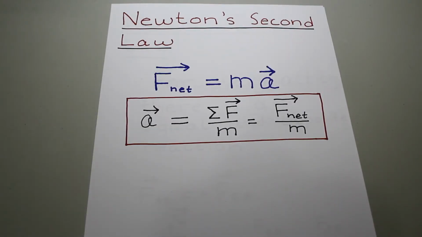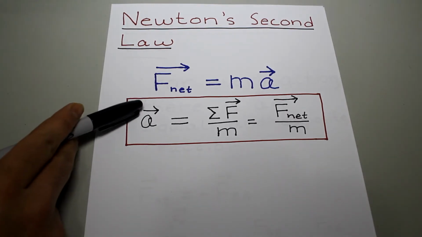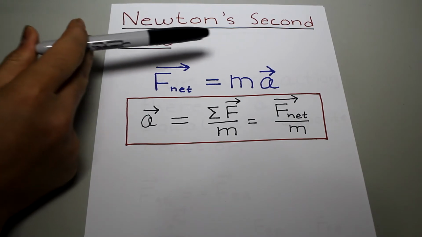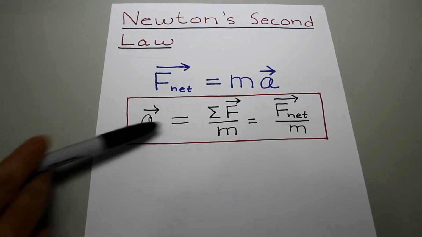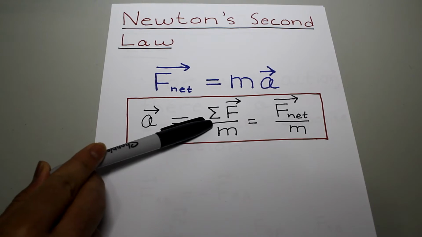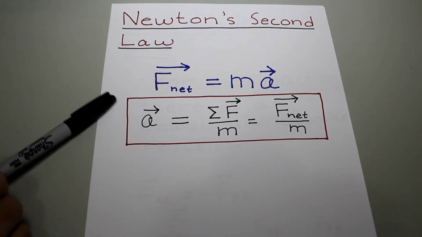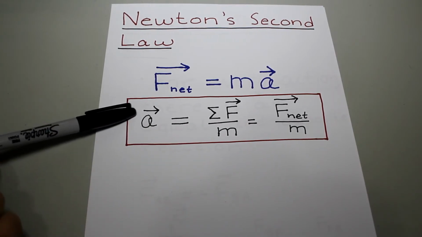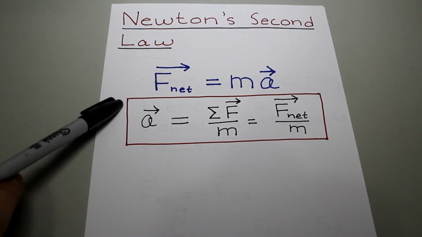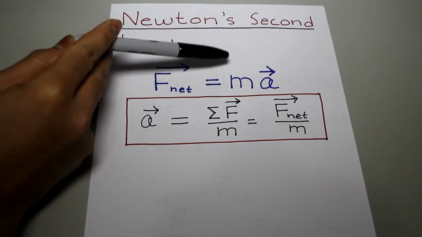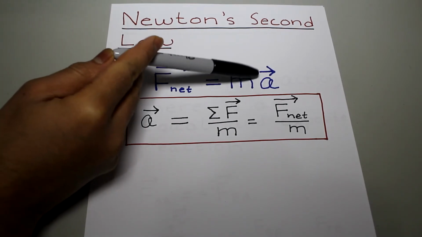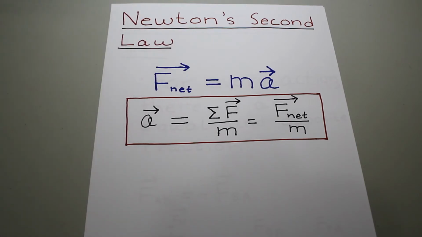Now Newton's second law is net force equals mass times acceleration. On the AP Physics formula sheet, it's actually written as acceleration equals sigma F over m. And note that these arrows just indicate that it's a vector. Acceleration is a vector, force is a vector. Force is a vector because it's the product of mass times acceleration, and acceleration is a vector. So force is also a vector.